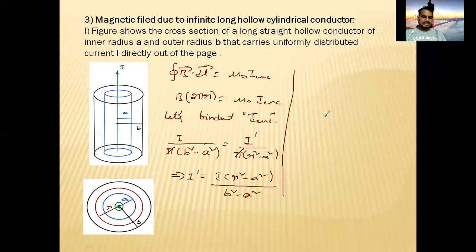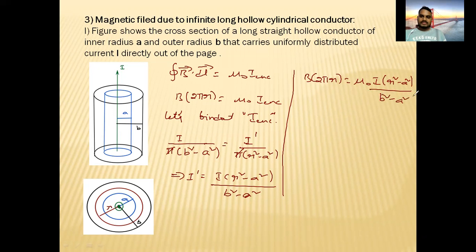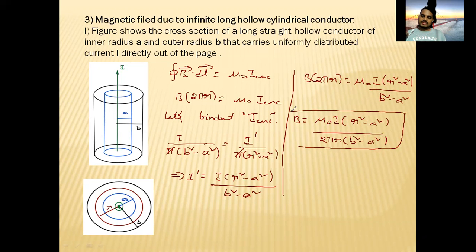And when you see here from the formula, B into 2 pi R is equal to mu naught I enclosed, which is I into R square minus A square by B square minus A square. So I can write B is equal to mu naught I times R square minus A square by 2 pi R into B square minus A square. This is what I got as the final magnetic field formula with respect to R.